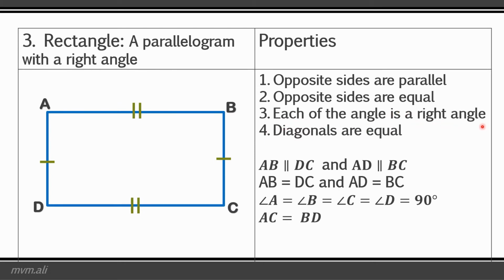That is a special case. Each of the angles is a right angle. All angles are equal. The measure of all angles is equal to 90 degrees. Angle A equal to angle B equal to angle C equal to angle D equal to 90 degrees. One more condition is that diagonals are equal. That is AC equal to BD. Diagonals are also equal. Clear?